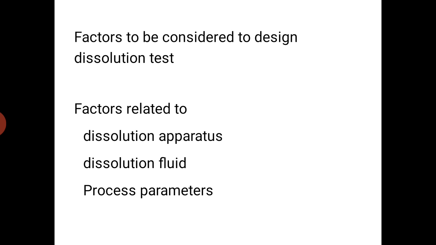And the third one is process parameters. That is the process of how you are introducing your drug molecule into the system, at what rate you are sampling, what is the volume of sampling, at what frequency you are sampling, and how you are changing the dissolution fluid. And the temperature. So these are some of the process parameters that can affect the dissolution. So the dissolution of a product depends on the factors related to the dissolution apparatus, factors related to the dissolution fluid, and certain process parameters.